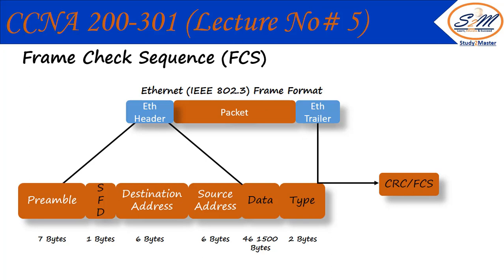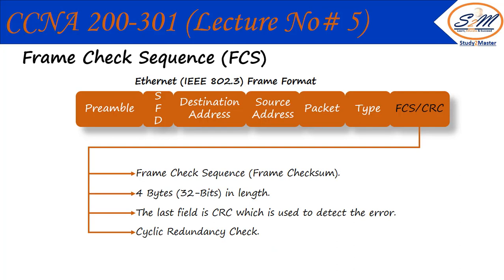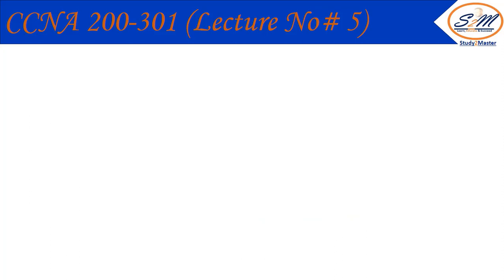Now CRC and FCS. Let's check what we have inside the CRC and FCS. FCS is called frame check sequence, sometimes called frame checksum. FCS is 4 bytes, which is equal to 32 bits in length. The last field is the CRC, which is used to detect errors. When something happens, FCS is used. The algorithm is called CRC, which is used in order to detect errors. CRC means cyclic redundancy check.